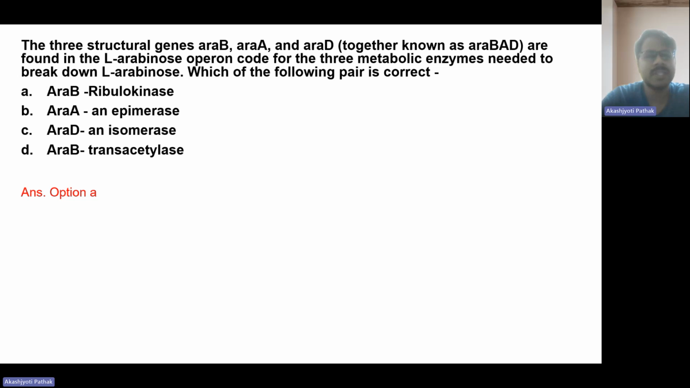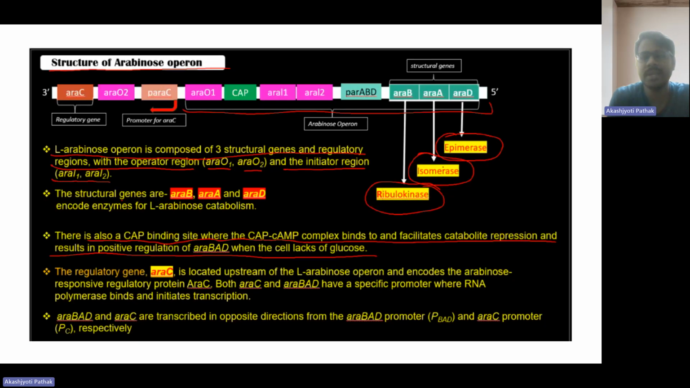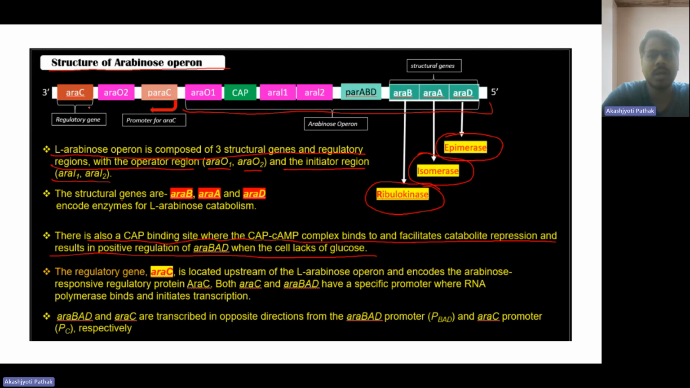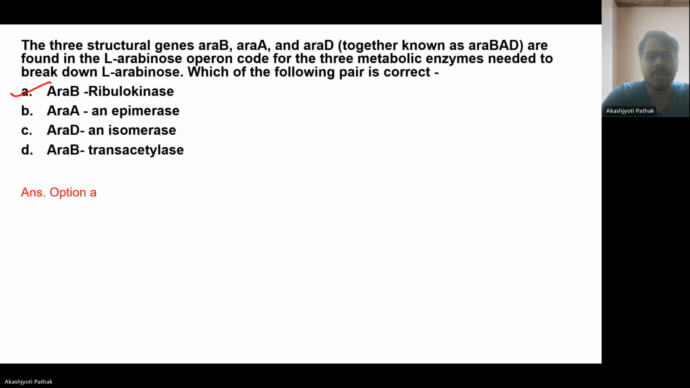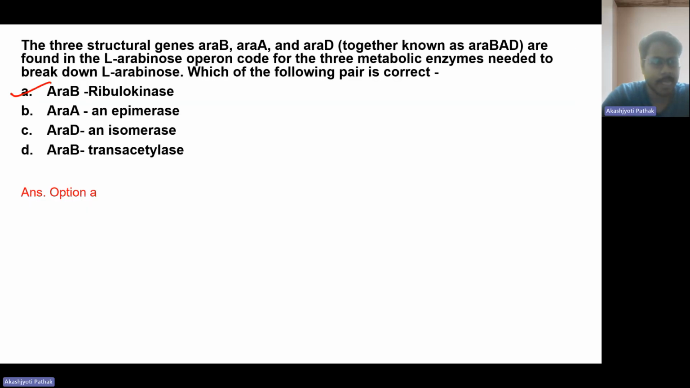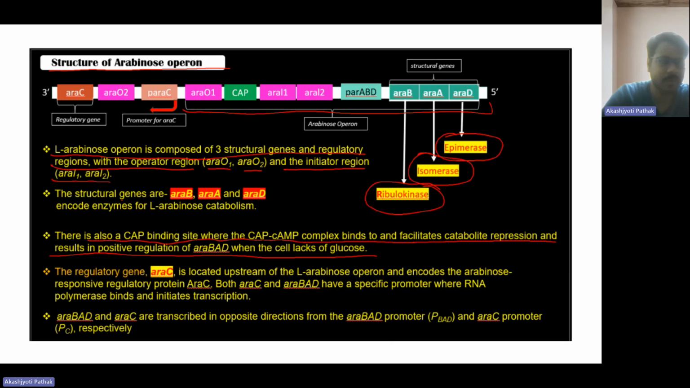There are three structural genes, araB, araA, araD, and what do they code for? You have to remember this. B codes for ribulokinase, A codes for isomerase, and D codes for epimerase. So the correct answer is araB. araA codes for isomerase and not epimerase. araD codes for epimerase. Transacetylase is not there in the ara operon. It is in the lac operon.